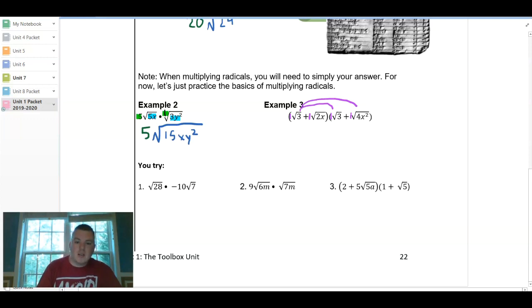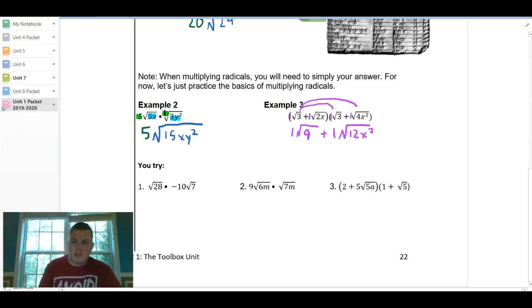Alright, so when we do 1 square root of 3 times 1 square root of 3, 1 times 1 is, of course, 1. And then we put our square root, and 3 times 3 is going to give me 9. I then distribute the square root of 3 times the square root of 4x squared. Again, I have 1 times 1, and then underneath I'm going to do 3 times 4, which is 12, and then I still have the x squared.